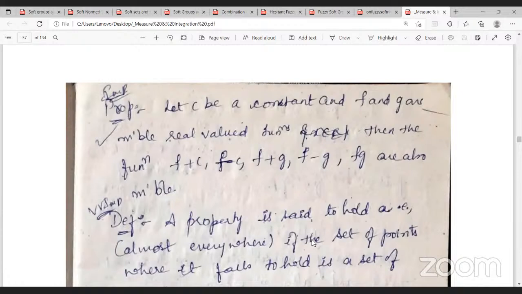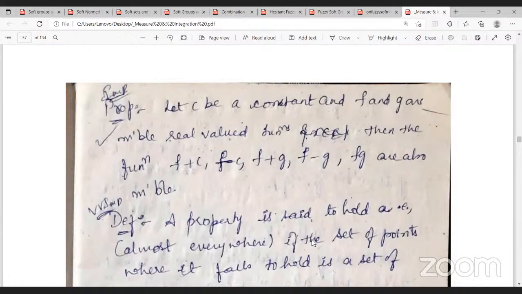Measurable function, what is the meaning? If and only if the set of x belonging to E such that f of x greater than alpha is a measurable set. Okay? Now the main theorem, observe.